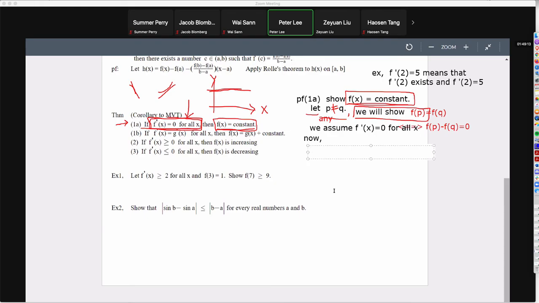Okay, let's start with the left hand side of the statement. Let's start with f of P minus f of Q. What is this equal to? Since P is not Q, we can actually divide. So this is f of P minus f of Q, over P minus Q, and then times P minus Q.